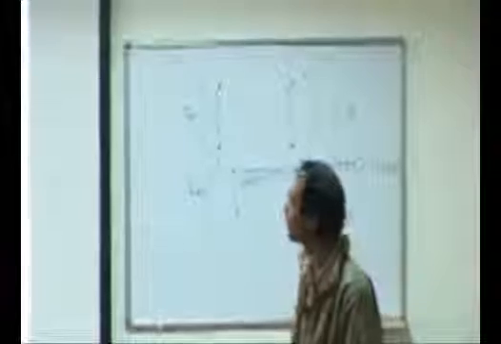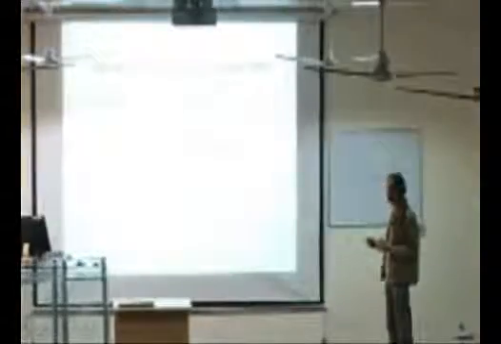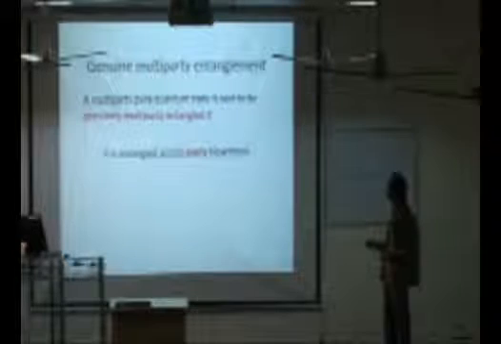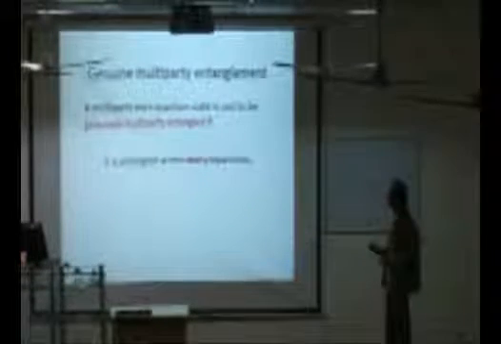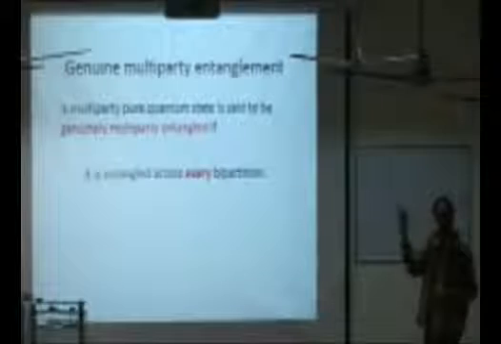So we want to define something called the genuine multi-party entanglement. This definition is valid only for pure states. For mixed states, one has to change this definition. But we will be working only with pure states. So a multi-party pure state is said to be genuinely multi-party entangled if it is entangled across every bipartition. Whatever bipartition you do, it has to be entangled across every partition.